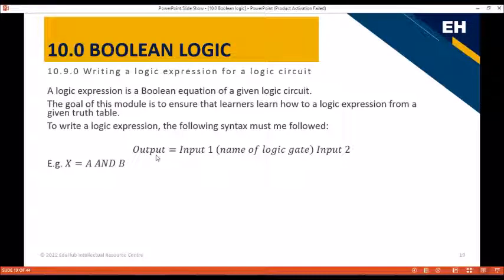You first write the output level, then equals input 1, the name of the logic gate, then input 2. An example is X, which is the output, equals the first input A AND the second input B. Now the AND is the keyword for the name of the logic gate.